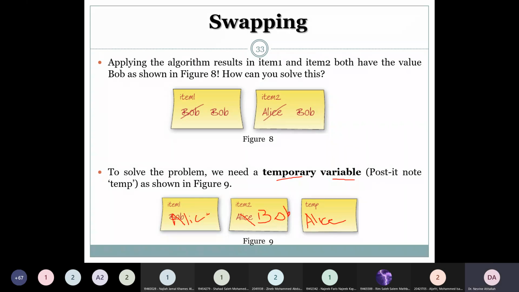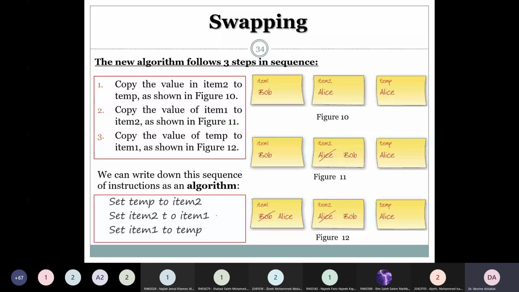So the new algorithm follows the 3 steps in sequence. Copy the value of item 2 to temp. Copy the value of item 1 to item 2, and copy the value of temp to item 1. And in this way, we will have the right swapping. So we can now write down this algorithm as instructions: set temp to item 2, set item 2 to item 1, and set item 1 to temp.